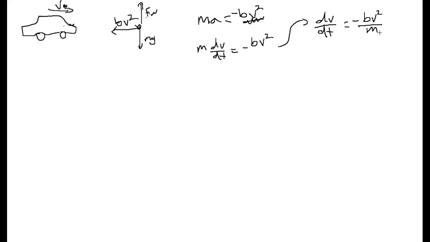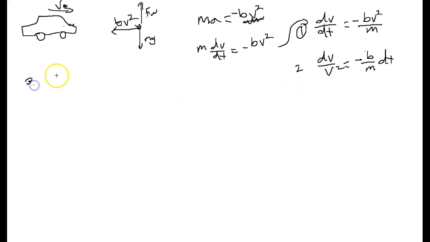Part 2 is going to be the separation of variables. We're going to multiply the dt over there and divide the v squared over. This one's a little easier because we can just divide that v squared over. So that we get dv over v squared equal to negative b over m dt. Okay, and so now we have separated the variables. The next step, step 3, is to integrate.